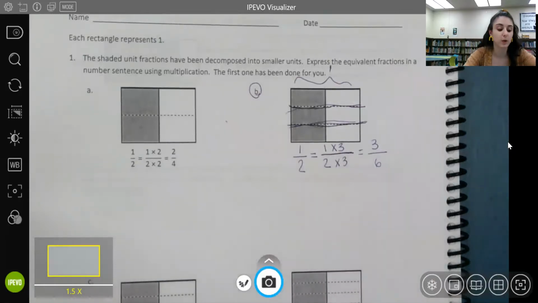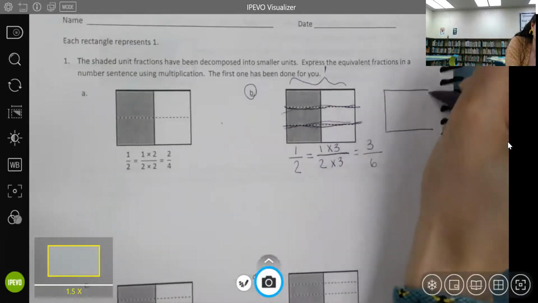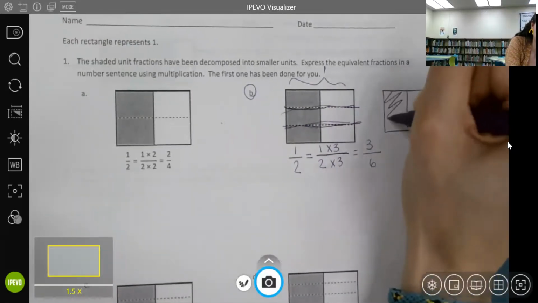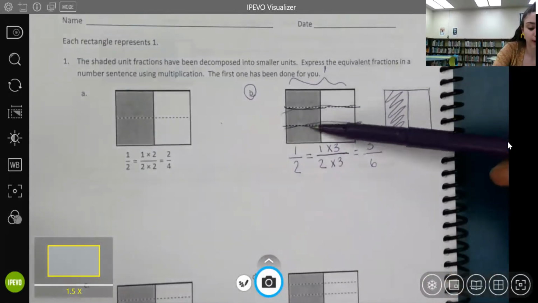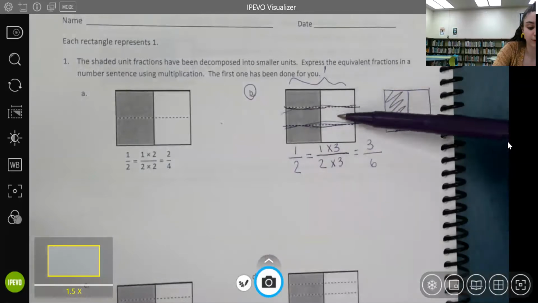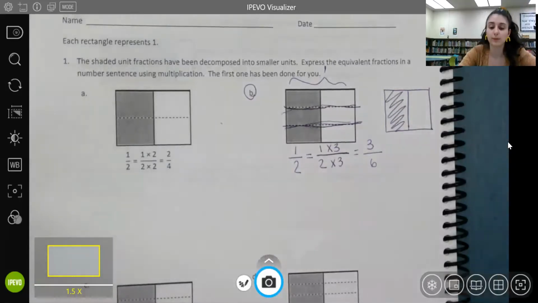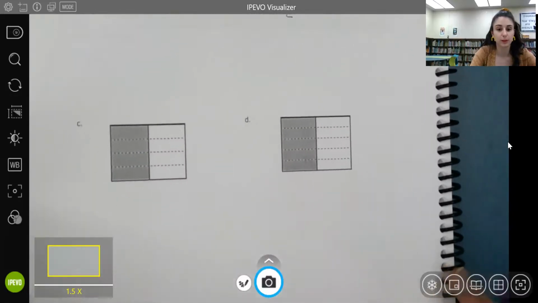So 3/6 and 1/2 are equivalent fractions, because as you can see in a regular tape diagram, if we shade this in, this is 1/2, and this is also 1/2. But instead of having 2 boxes, we have 6. I'll give everyone a second to write the rest of that down, and then we're going to go to 1D. So now we're moving on down to 1D.